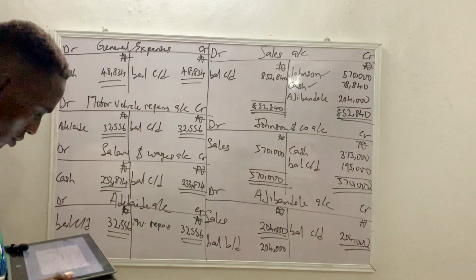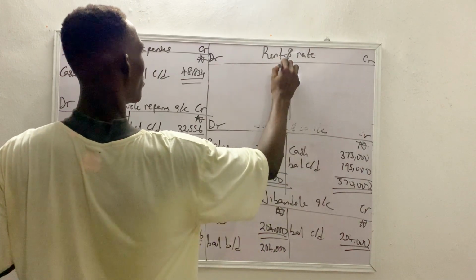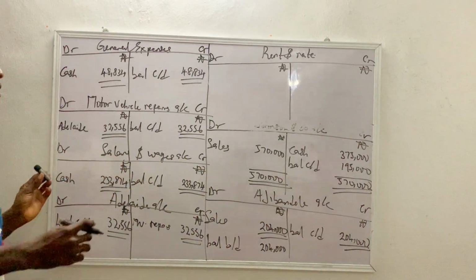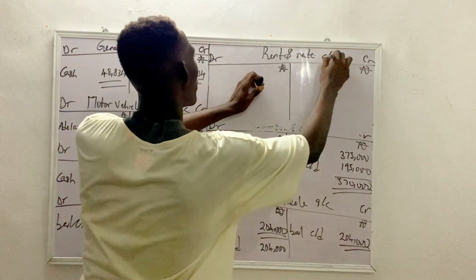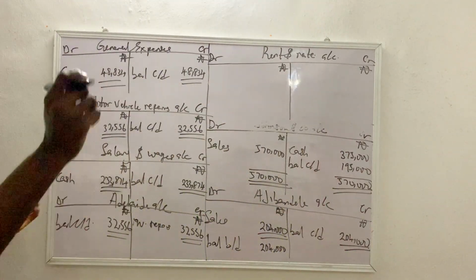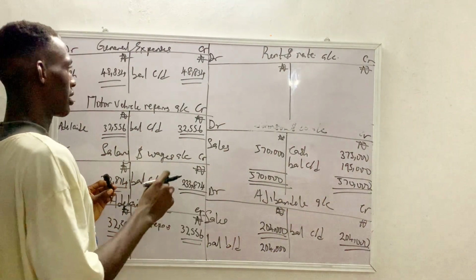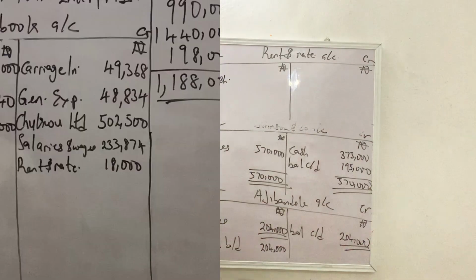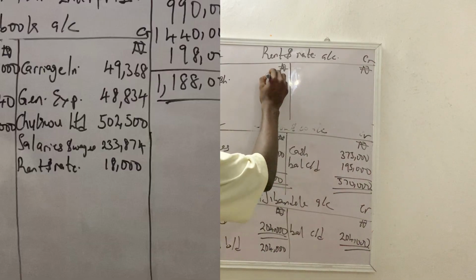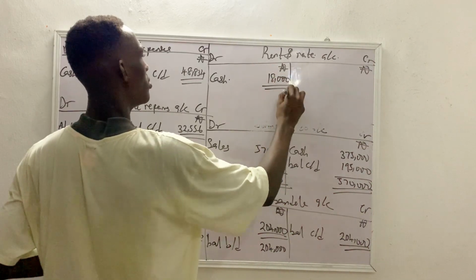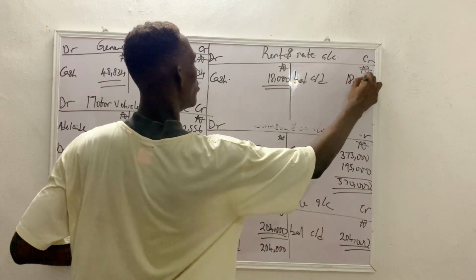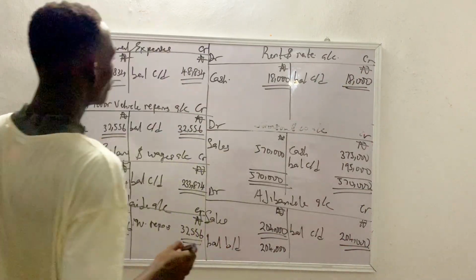Then next, we can now move towards rent and rates. Rent and rates is an expense. So automatically it's having a debit balance. But that shouldn't be your business. It is the corresponding entry that matters. Alright. So yeah, we have our cash. Now how much was our rent and rates? 18,000 naira.